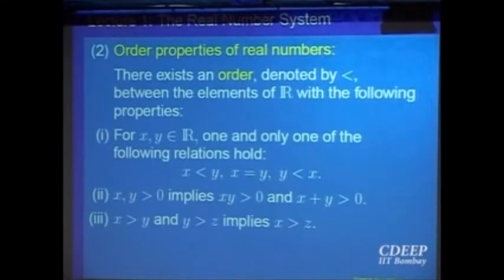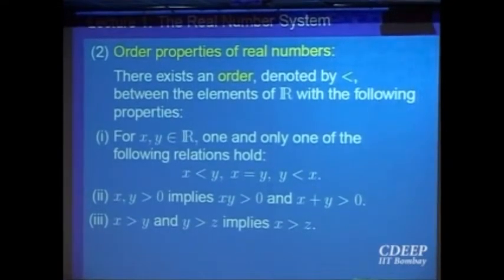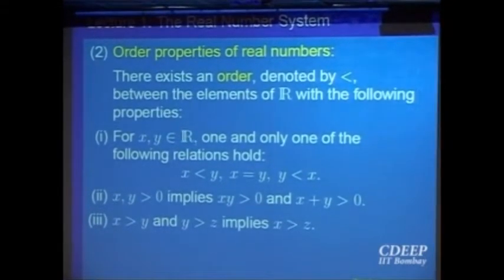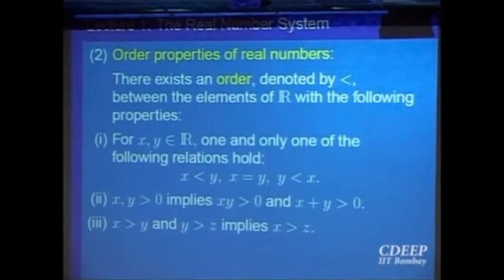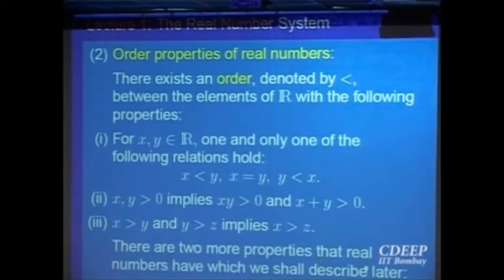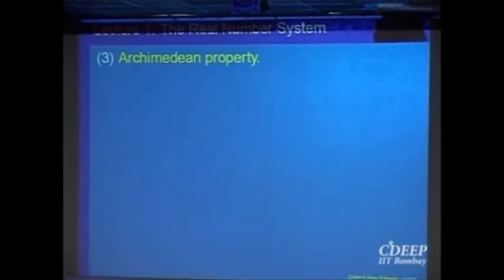There are two more properties. See, till now whatever we have done is valid for rational numbers also. Right? You can add rational numbers, you can subtract rational numbers, you can compare rational numbers. All those properties are true. So, in what way does this differ from rational numbers? That we have not yet described. Those properties are going to be described a bit later. We have to develop some more machinery for that.